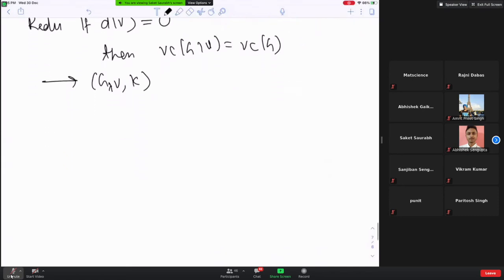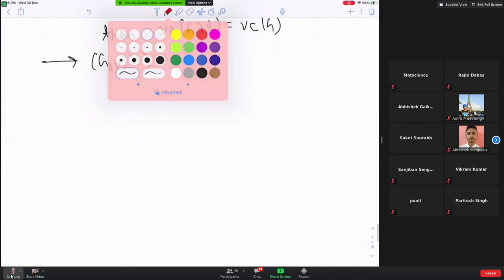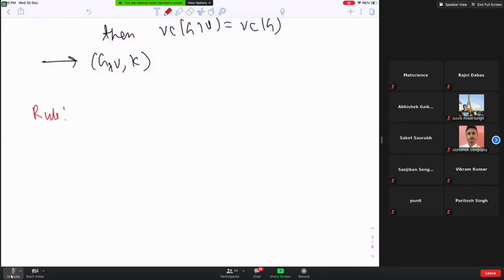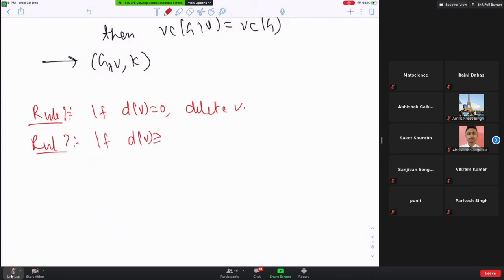So now we have come up with two reduction rules. Rule 1: if degree of V equals 0, delete V. Rule 2: if degree of V is greater than or equal to K plus 1, go to G minus V, K minus 1. That's it.